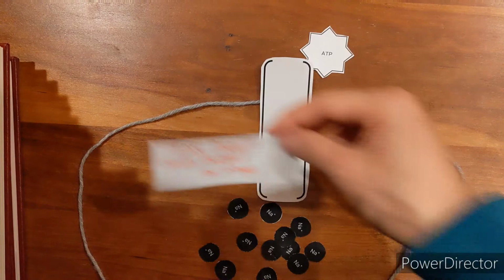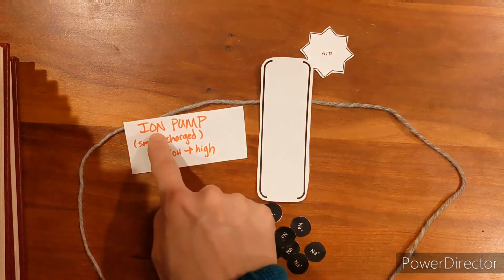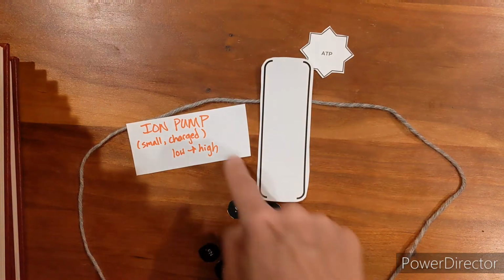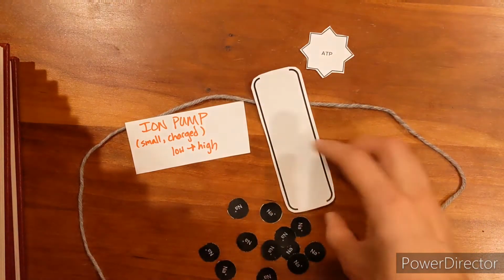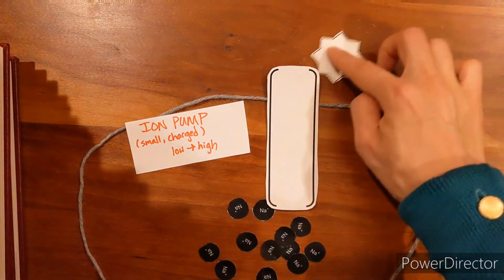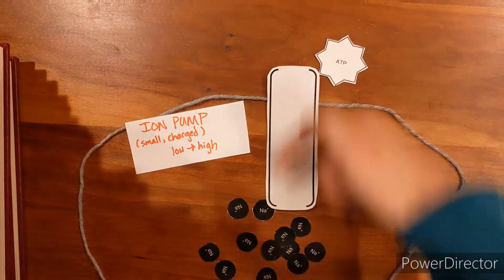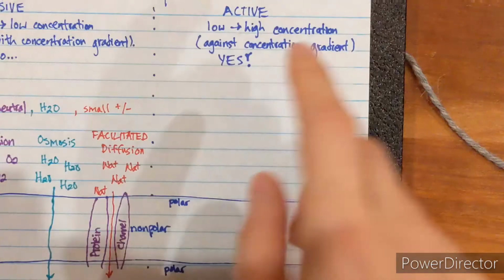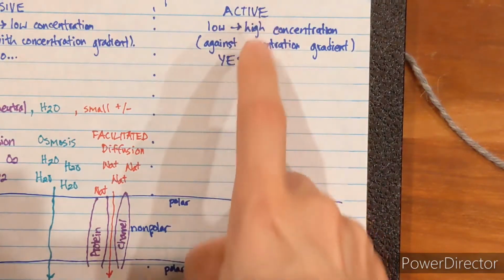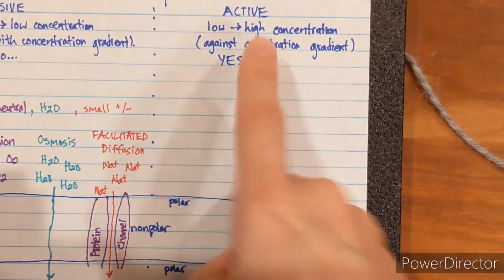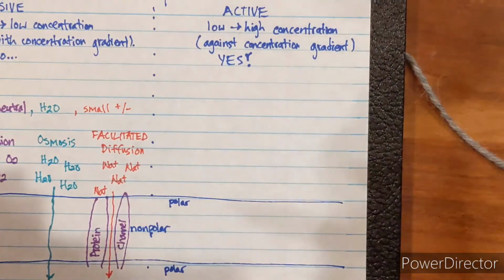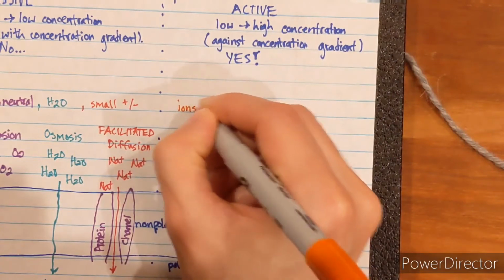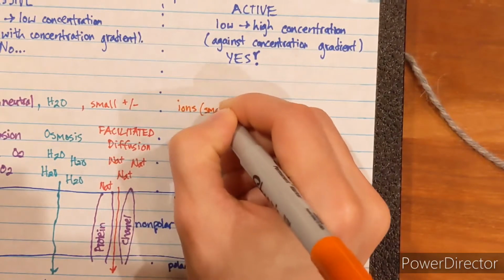This entire apparatus is called an ion pump. Remember, an ion is a small charged particle. Pump refers to the protein itself that works with the use of ATP to force ions against the concentration gradient from low to high. We're looking at our first type of active transport that requires energy and moves against the concentration gradient. This is using ions usually, which are going to be my small charged particles.